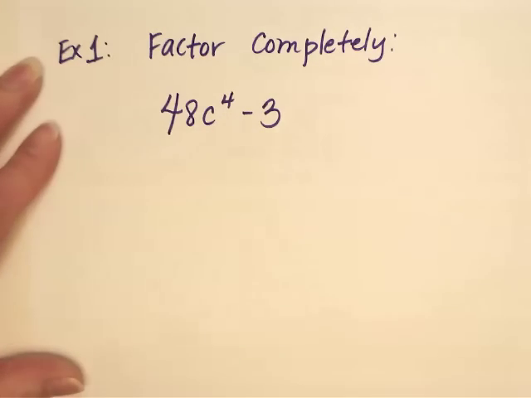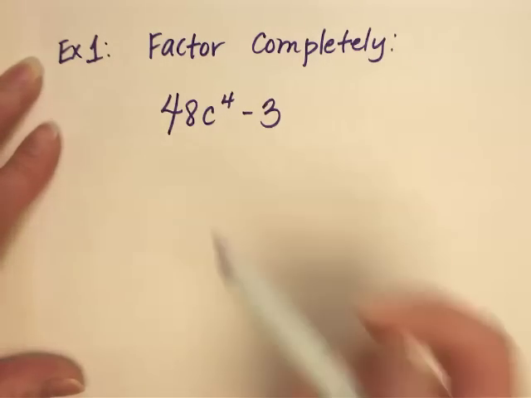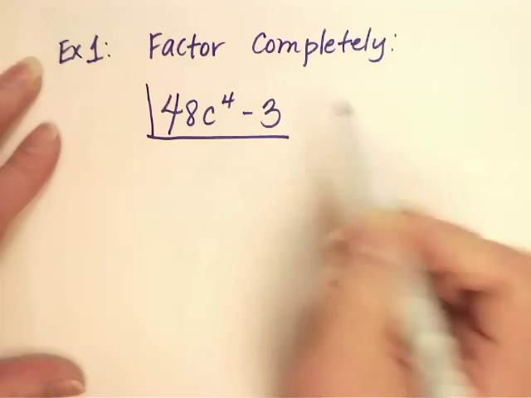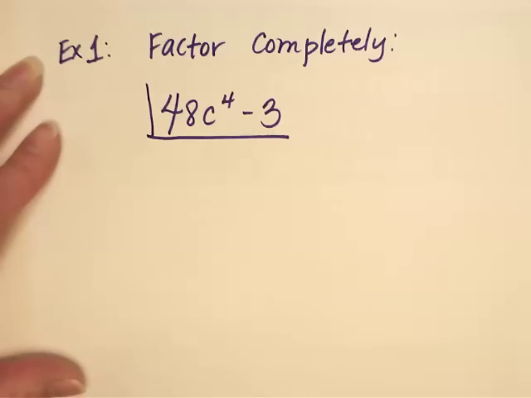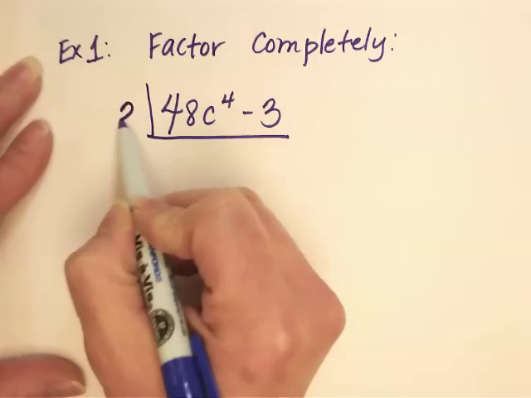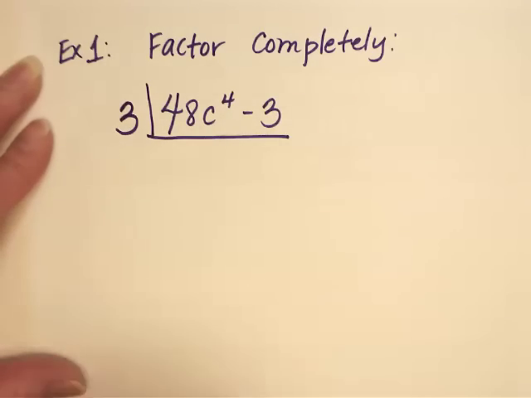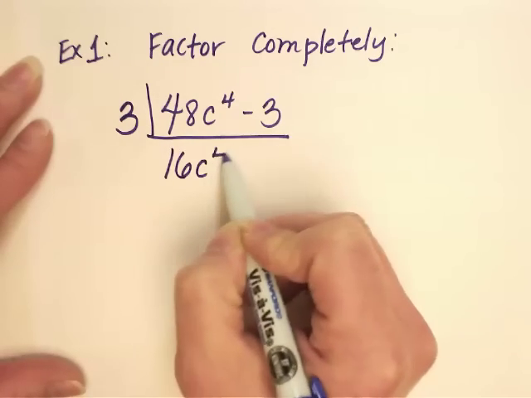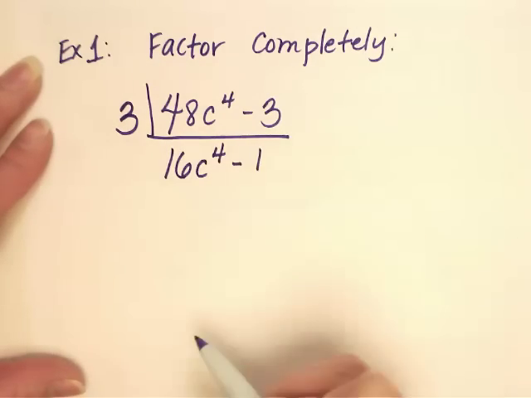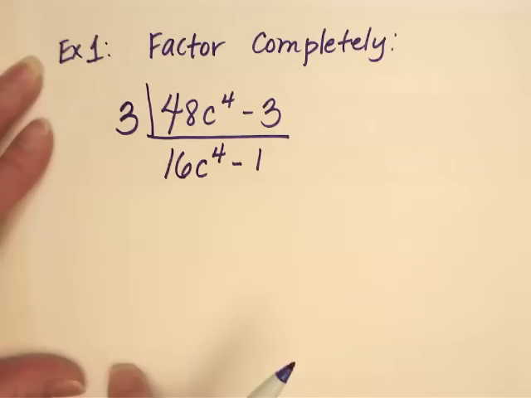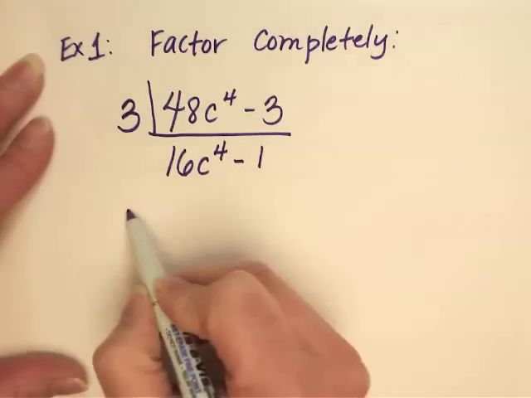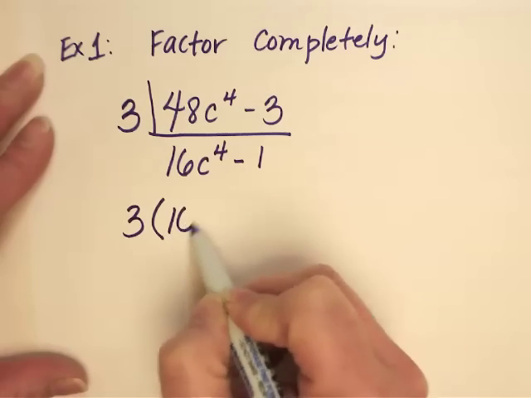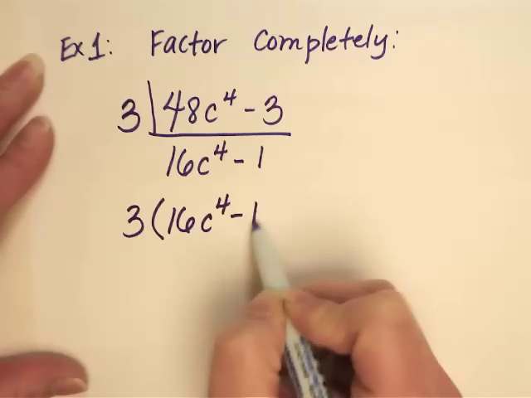48 and 3. I think we can take something out. Let's go ahead and do our ladder. What can we factor out? 3. 3 goes into both of them. So I'm going to take out the 3, leaving me with 16c to the 4th minus 1. Now when I'm at this stage, I cannot factor another GCF out, so what I have is 3 times 16c to the 4th minus 1.